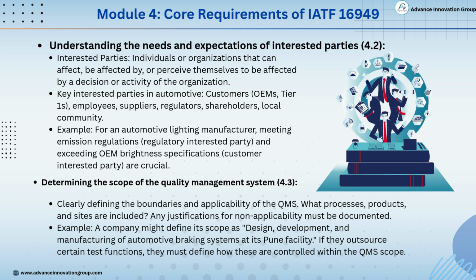Determining the scope of the quality management system, 4.3. The organization must clearly define what parts of the business are included in the QMS, such as sites, processes, and products. If anything is excluded, it must be justified. For instance, if a company handles design and manufacturing at its Pune facility, but outsources testing, it must explain how outsourced testing is controlled within the QMS.